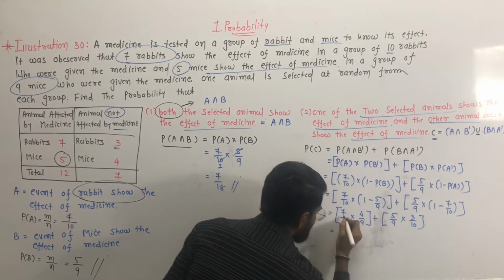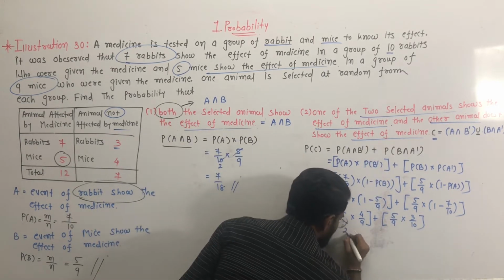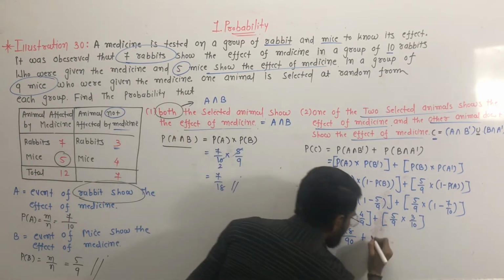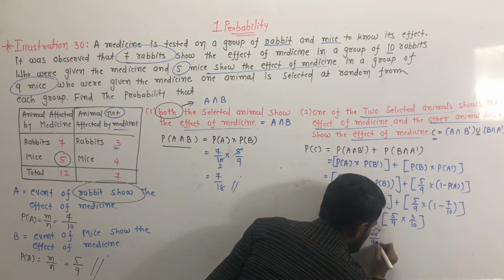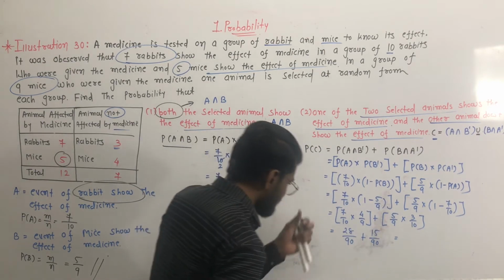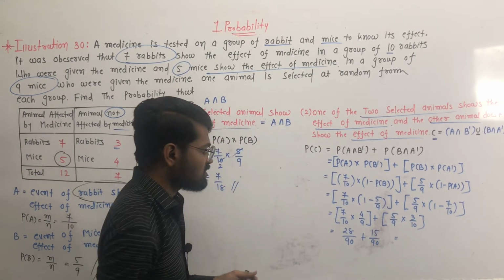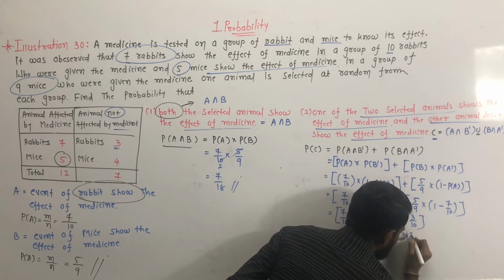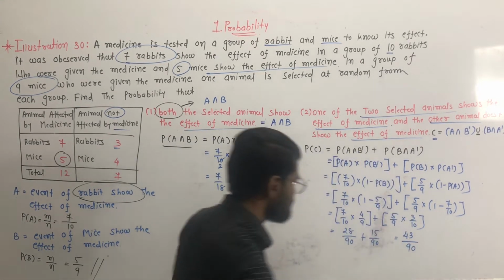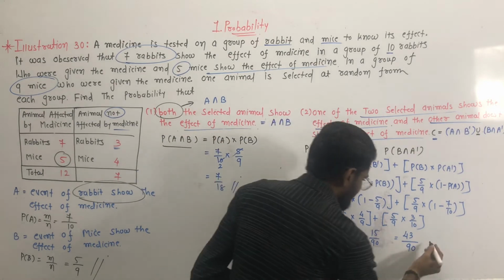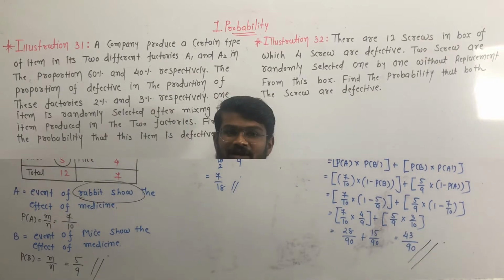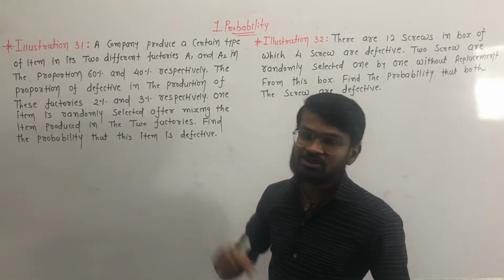So 7 multiplied by 4 is equal to 28 by 90, plus 5 multiplied by 3 is equal to 15 by 90. So our answer is 28 plus 15 is equal to 43 by 90. So this is our probability. Clear? Write it down. Now come on to illustration number 31.